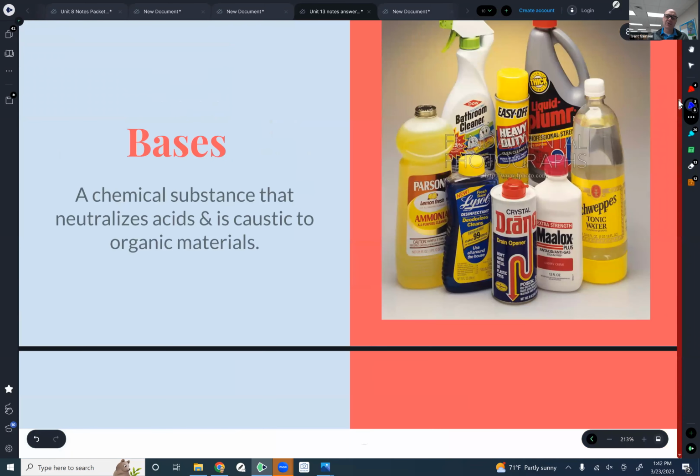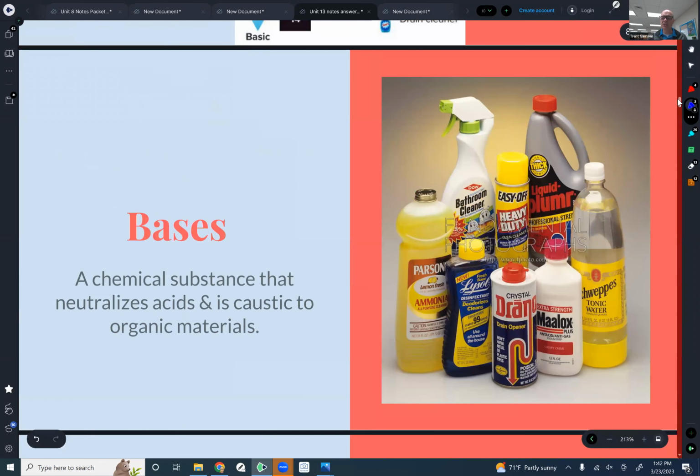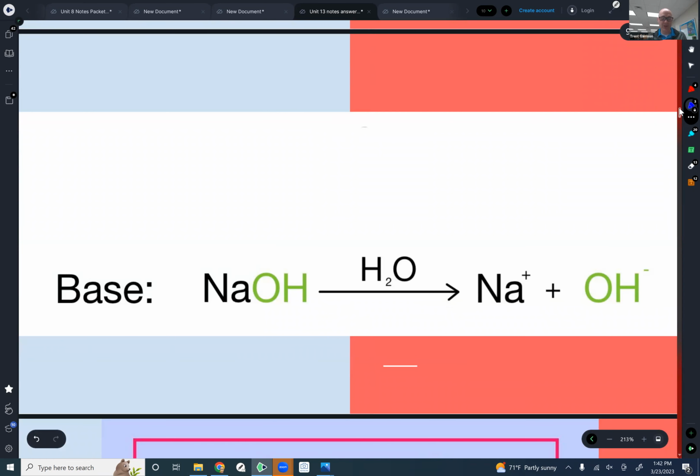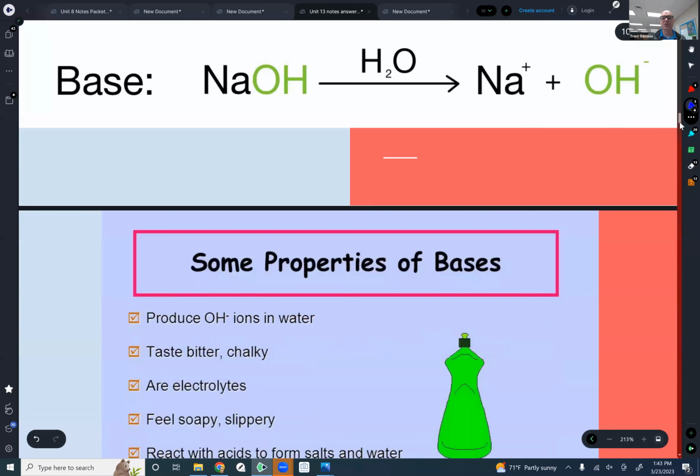Now, bases on the other side are, generally speaking, anything that you use that is a cleaning material. So they are caustic, is the word to describe that, and they neutralize acids. They tend to work on organic materials where acids are not as effective. So bases, just as dangerous in the big picture, and they end with the letter H. They don't begin with the letter H, they end with OH, specifically hydroxides. So that's how we can determine them.